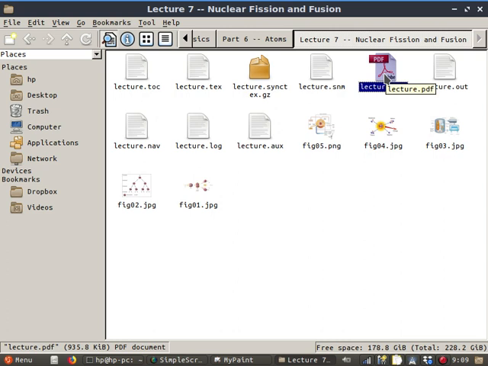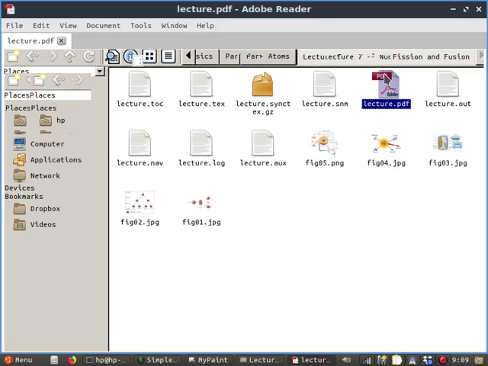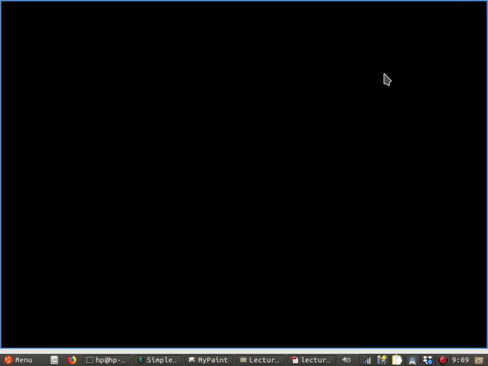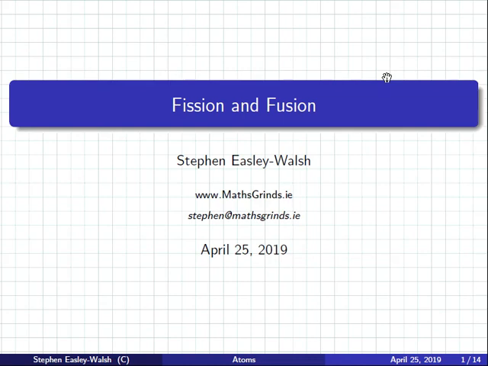Last class we talked about fission. Yes, we talked about it only a very small amount. We're going to talk more about it now. Same word, yes. Fission and fusion, in terms of nuclear.